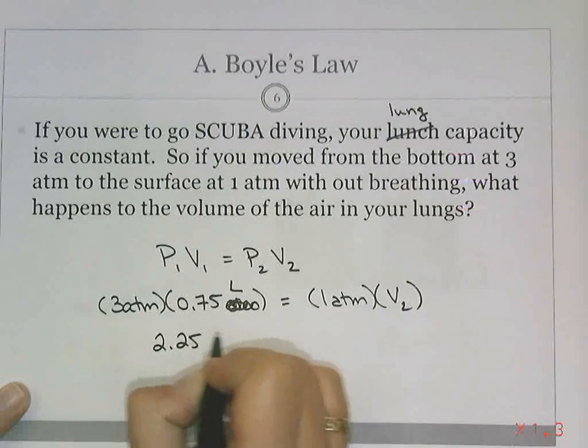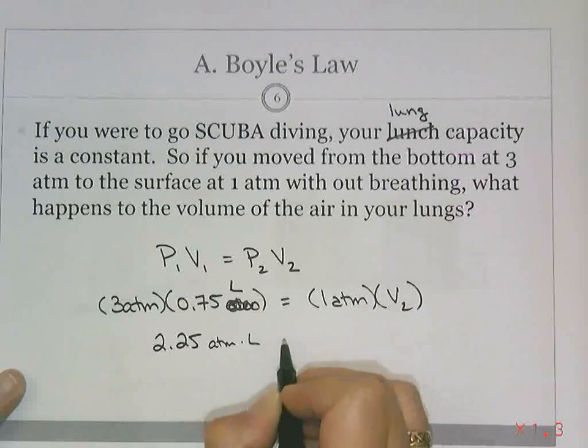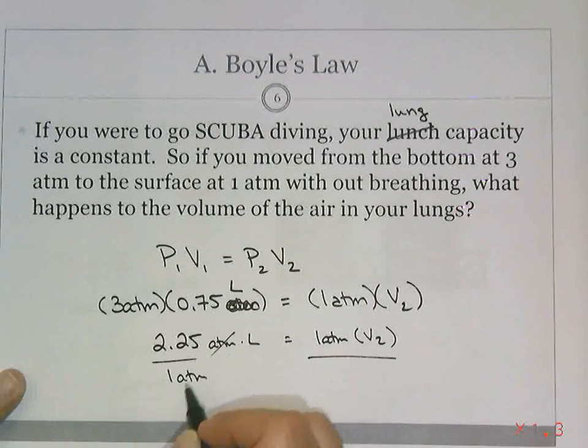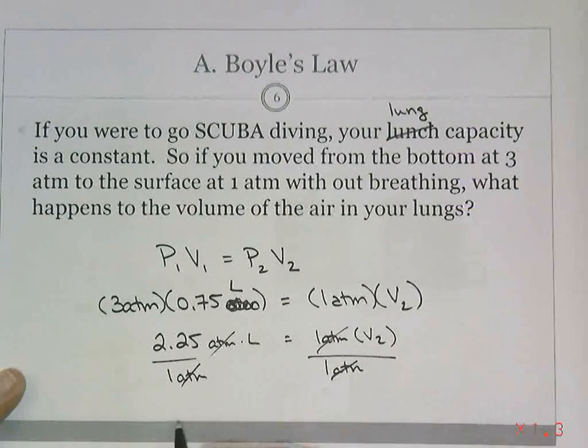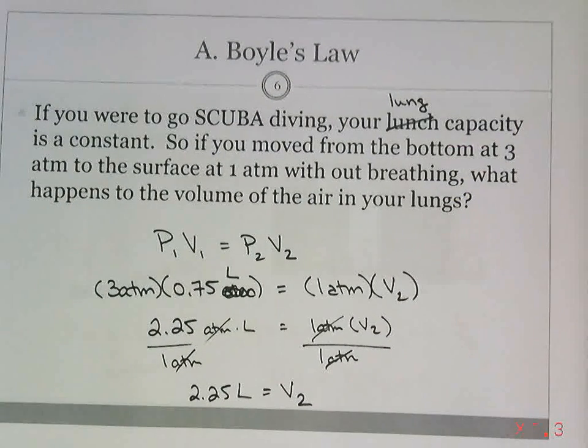2.25 equals 1 ATM times V2. Divide both by 1 ATM. 2.25 liters is the new volume. So that's catastrophe, right? Because your lungs can only hold 0.75. They were full. And now they are 3 times too full, which is lung explosion, collapsed lung, instant death, something. Another reason not to go scuba diving. So you can see that the volume is much, much too much for your lung capacity if you choose to go scuba diving and just swim to the top without breathing.